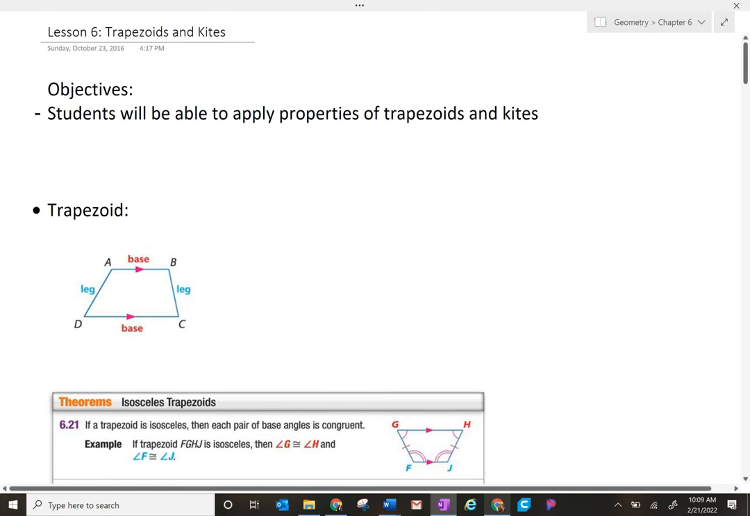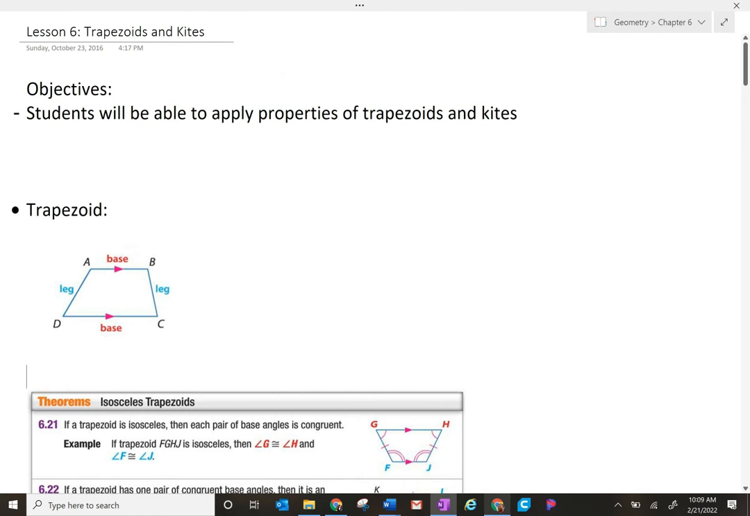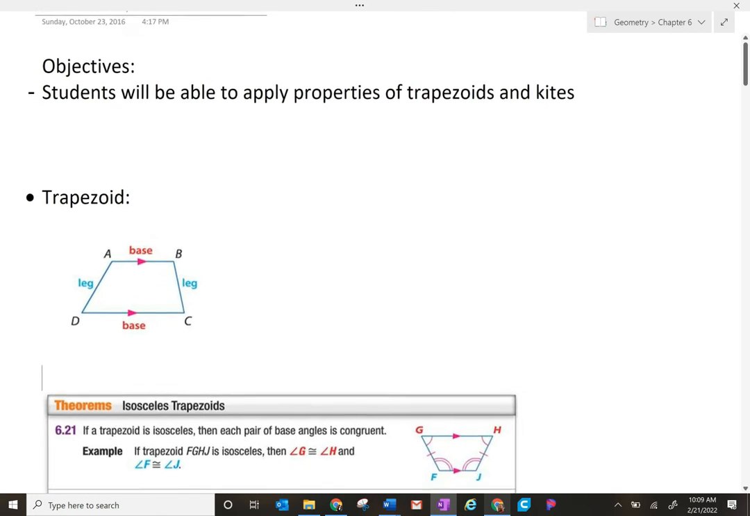So lesson 6, trapezoids and kites. You're going to be able to identify the properties of those and work in some other rules that go along with it. So the first one is going to be a trapezoid. And I'll zoom in so hopefully you can see it just a smidge better.